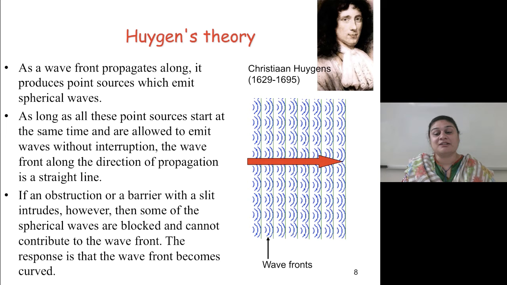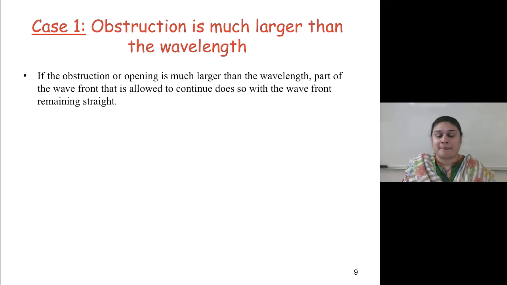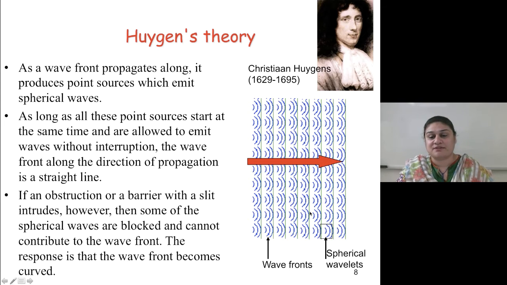So these he called wavefronts. These are the spherical wavelets, and this is the propagation of the wave. So these would be called wavefronts. The line going forward will be where the light rays are going to.